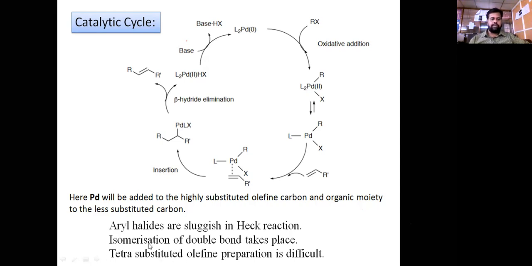If you want to go with a tetra substituted means it is very difficult because the palladium catalyst will be in a selective condition. So palladium will be attacked towards the double bond, towards the highly substituted one, and the less substituted side position will be attacked towards the alkyl group, right?